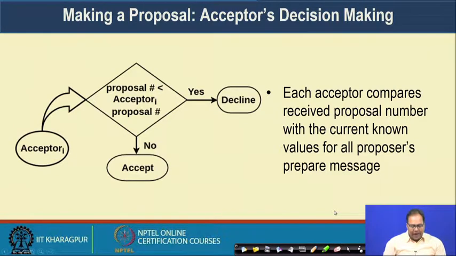Then the acceptor works in this way, with the algorithm that I have mentioned: if the proposal number is less than the acceptor's promised proposal number, then you decline it. If your current proposal number is lower than the proposal number that you have, you decline it, otherwise you accept it. Each acceptor compares the received proposal number with the current known values from all the proposers' prepare messages, and if you are getting a higher number then you accept it, otherwise you decline it.